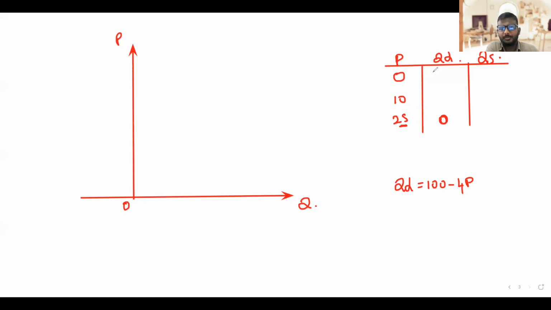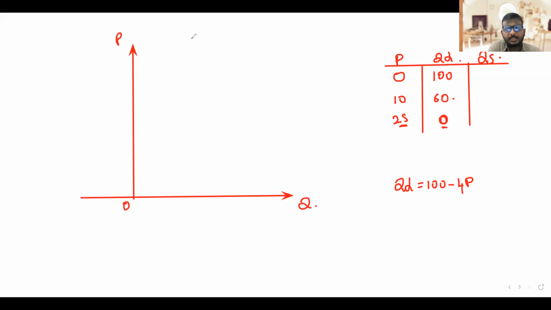When price is 0, demand is 100. So now you have 1 point. You have another point here, 25 rupee, quantity is 0. And 0 rupee, quantity is 100. You have 2 points now. And for 10 rupee, what do you think? 60 units.